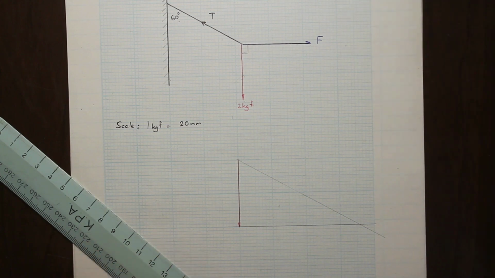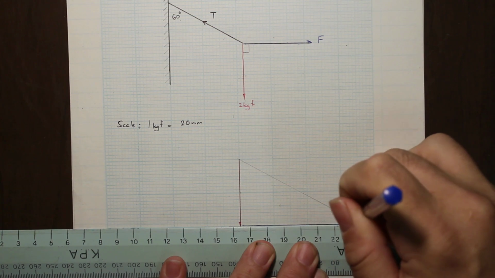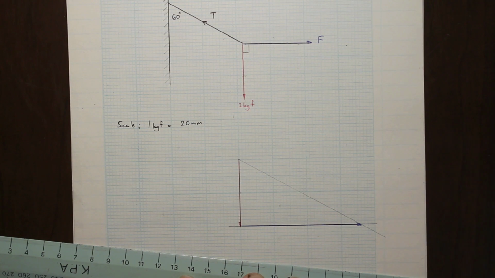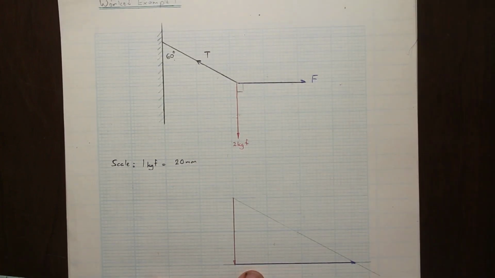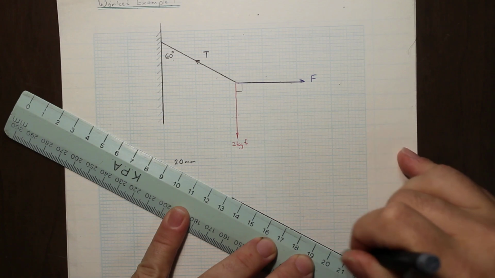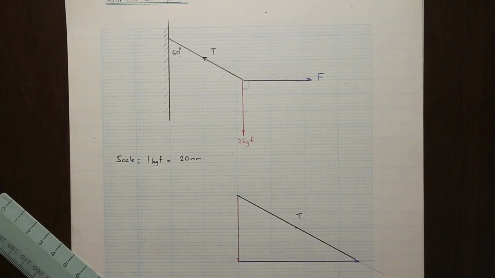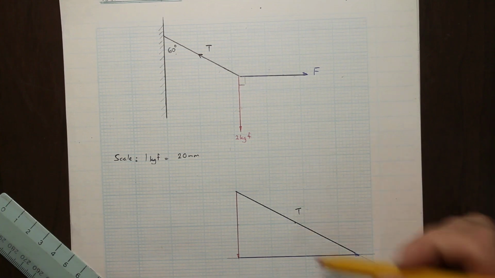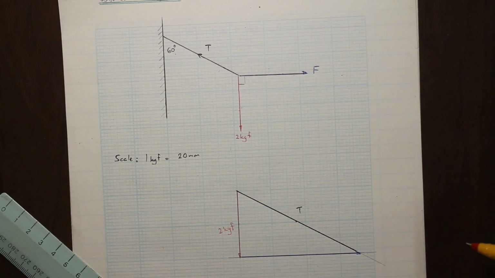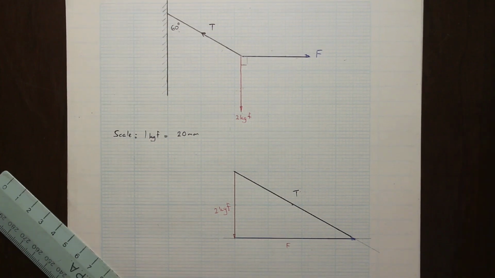Okay, so I'm going to take my blue pen and draw that in blue, and that represents F. And then I'm going to take my black pen and go over that one there, and that represents T. And now I have my triangle of forces. So we know that this one is 2 kilograms of force acting down. This is F, and this is T.